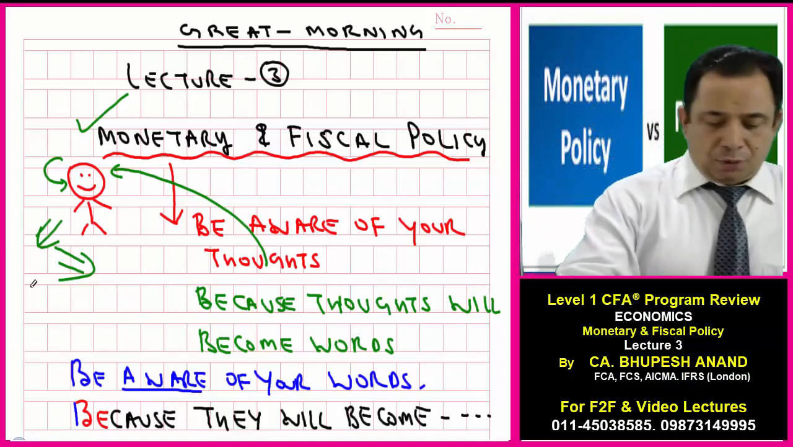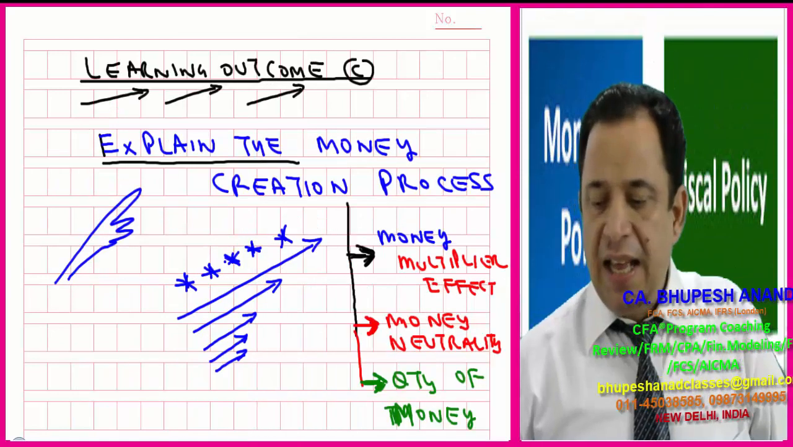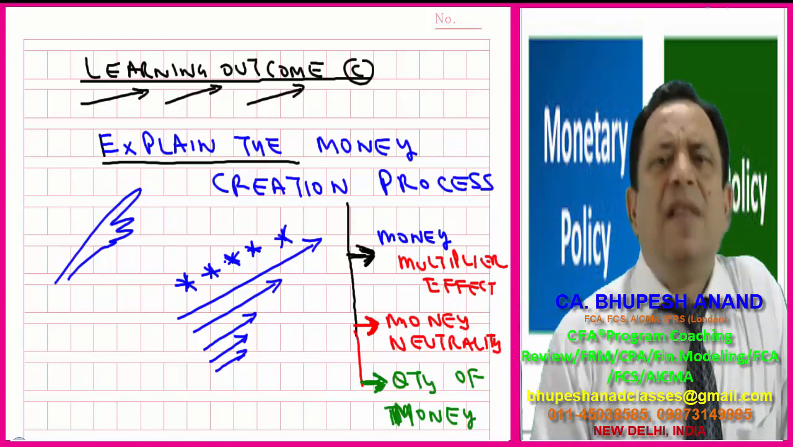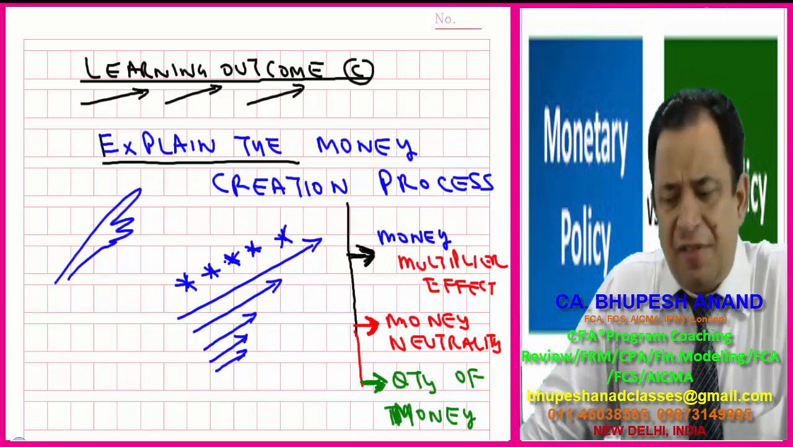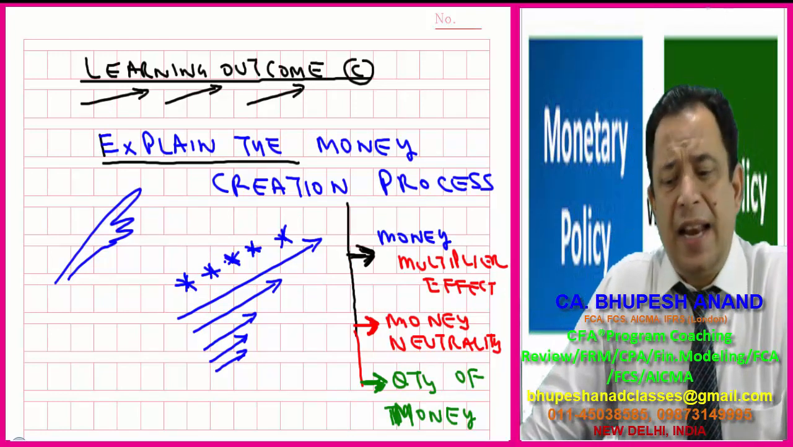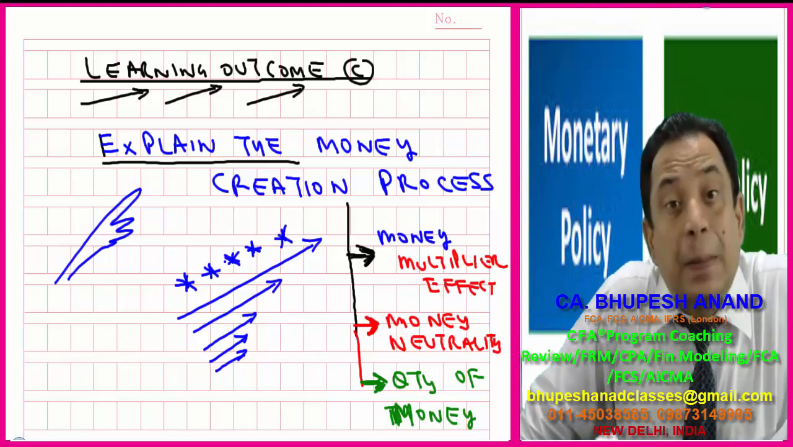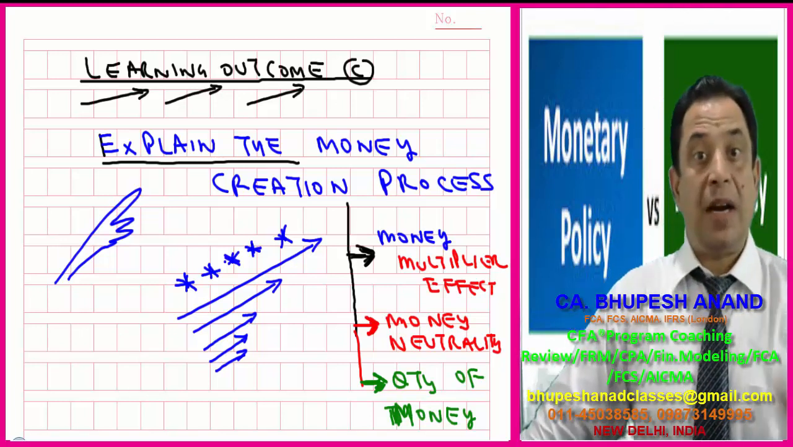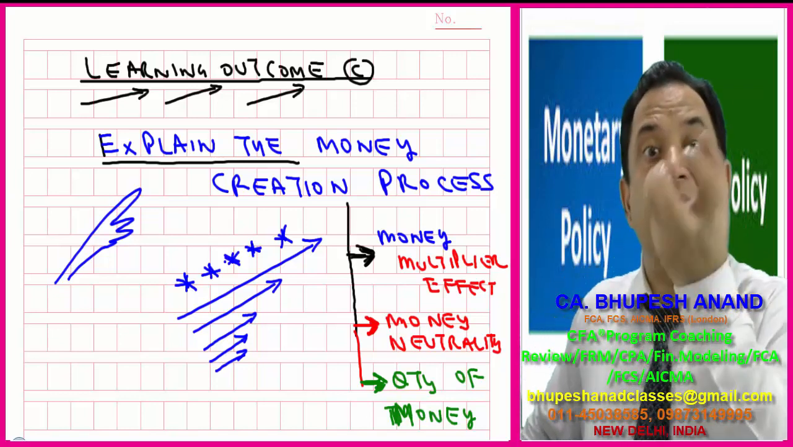So today I am going to start with learning outcome number C. A very important lecture, a very important learning outcome I will say, and I have given 5 stars to that. The name of the learning outcome is: explain the money creation process, that is, how money is created in an economy.